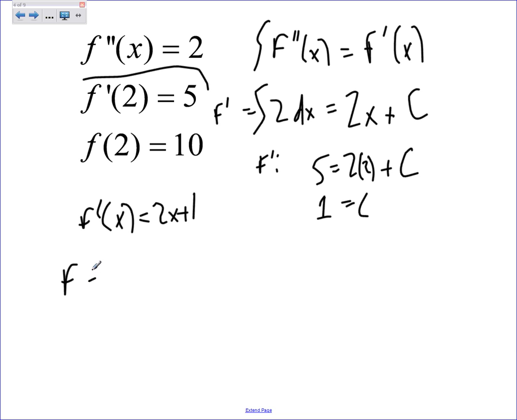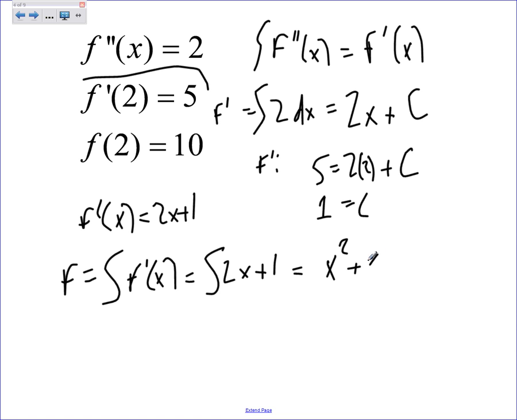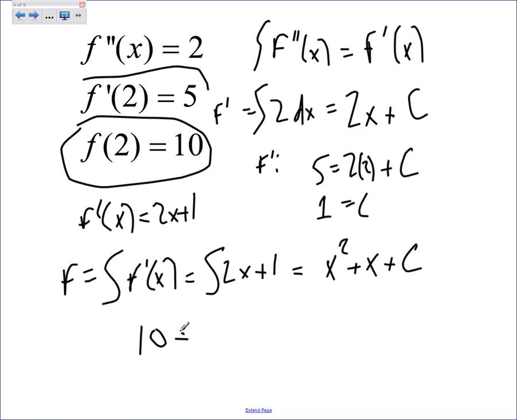And f is the antiderivative of f prime, so it's the antiderivative of 2x plus 1. We use our little rule: we add 1 to the exponent, so 2x squared over 2, which is just x squared. The antiderivative of 1 is x. And then we've got plus c. We have another initial condition: when x is 2, y is 10. So 10 equals 2 squared plus 2 plus some mystery number. 2 squared is 4, 4 plus 2 is 6, and 6 plus what equals 10? The answer is 4.